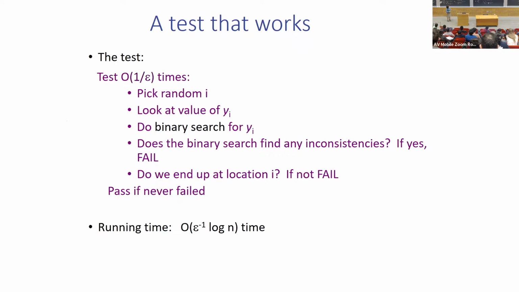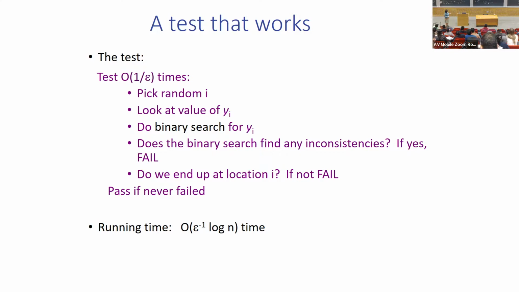All right, so what's the test going to be? We're going to do the following 1 over epsilon times. We're going to pick a random i, a random index into the list. Look at the value at that location in the list, y_i. Now, that's a number. Forget where you found it for a second. It's just a number. Do binary search for that number, and hope you find yourself back at location i. Because we did the transformation, it's actually going to be y_i comma i. So I'm going to do binary search for (y_i, i).